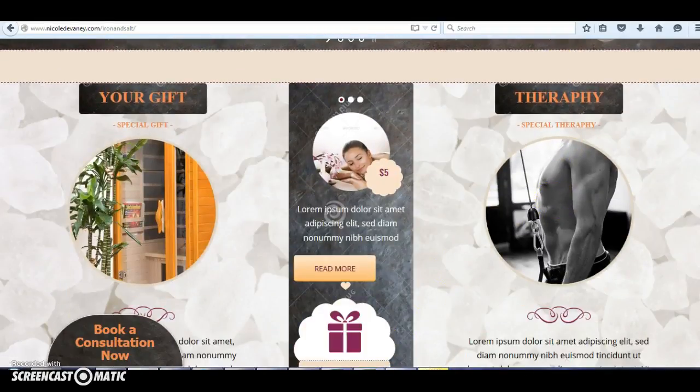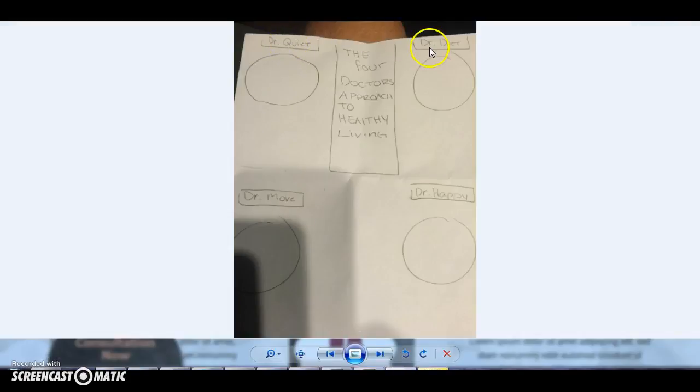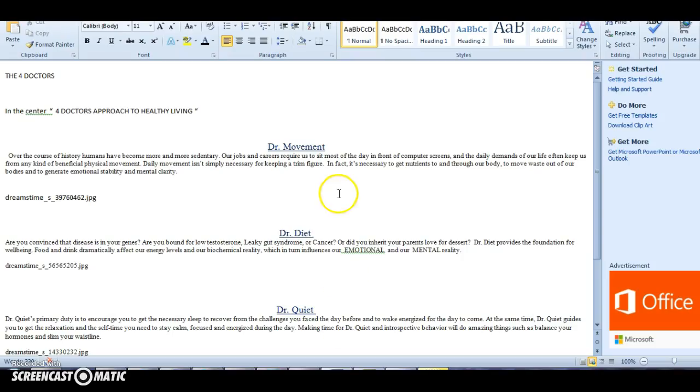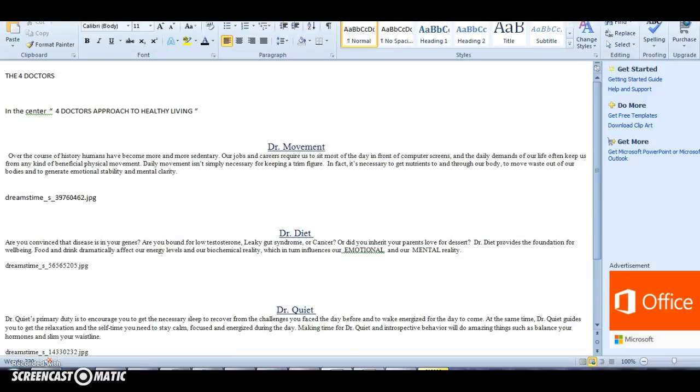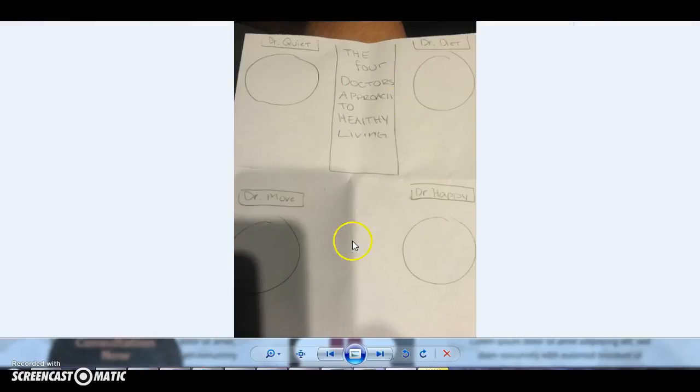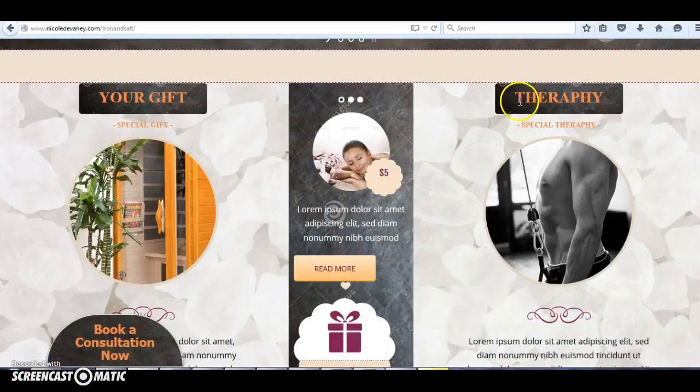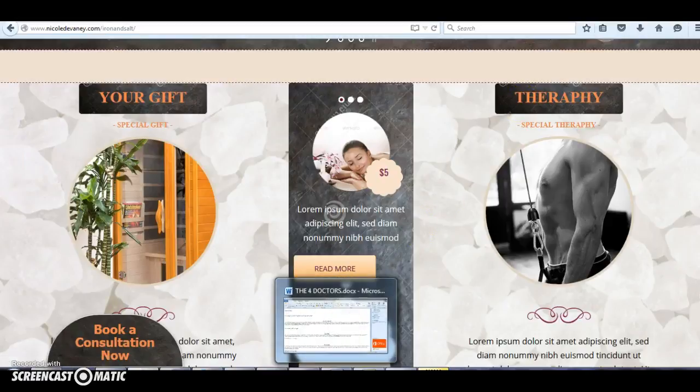And what it's going to say going around is Dr. Quiet, Dr. Diet, Dr. Movement, and Dr. Happiness. It's not in that order right here, but follow the order of this picture. It's pretty easy. And then I have pictures.